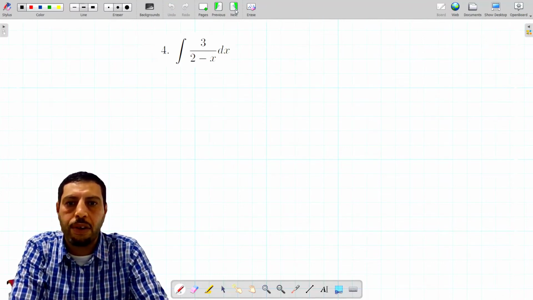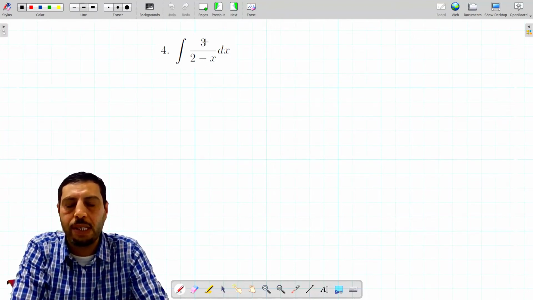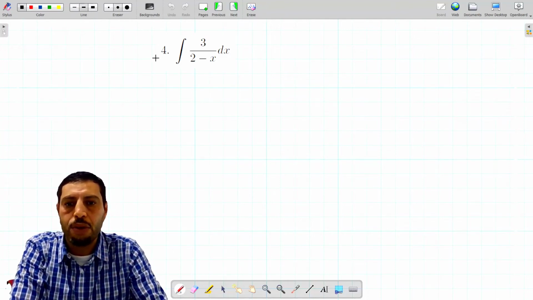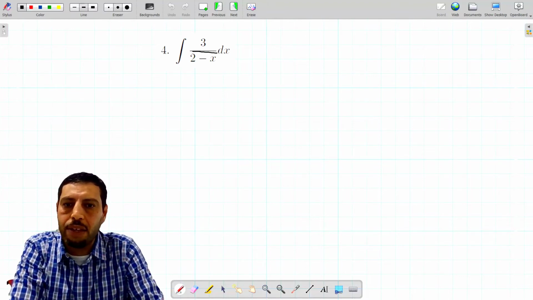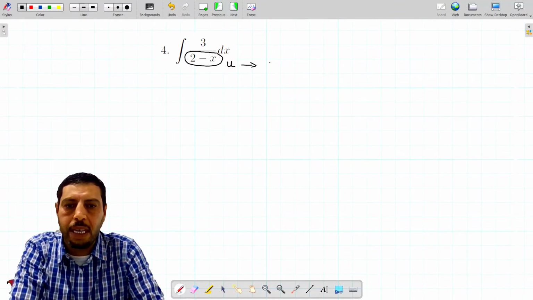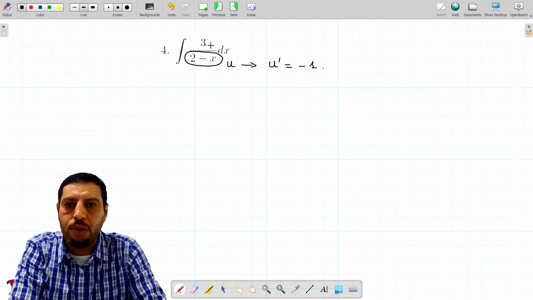Let's move to the fourth one, which is the integral of 3 over 2 minus x. Again here, my candidate is the logarithmic rule, which is u prime over u. So I will set my u as 2 minus x. And if u is 2 minus x, u prime is minus 1.